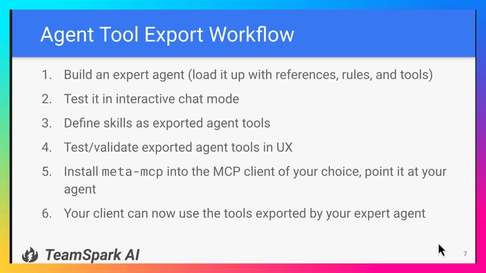And then once you're at that point where you're like, okay, I've created an agent that's an expert in whatever, then you can start thinking about what specific skills and tools you would want that agent to be able to export. What are the things you want it to be able to do? And then you can define those skills as exported agent tools. And I'll show you how that works in a second.